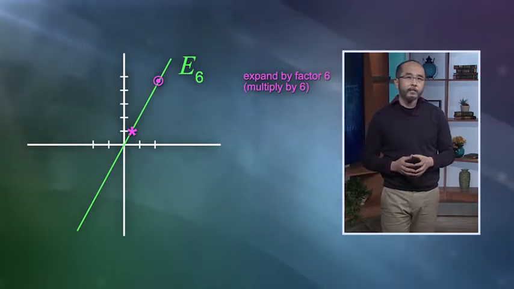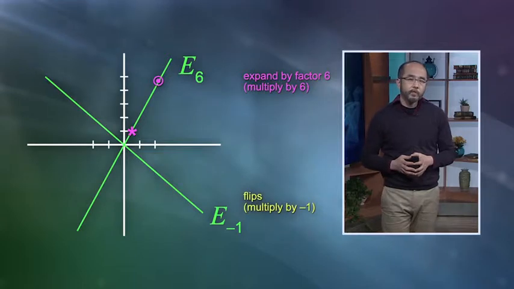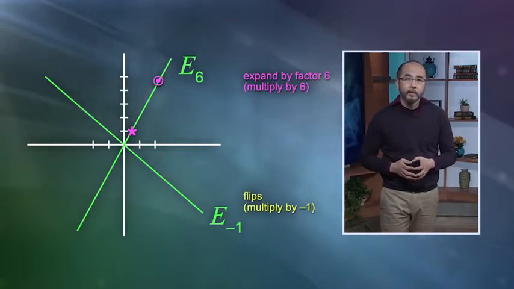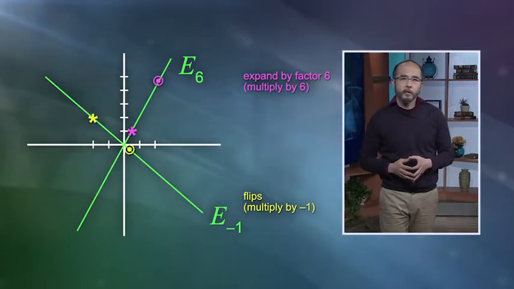Similarly, every vector in the eigenspace E sub minus 1 gets multiplied by minus 1. The net effect of this is to flip the eigenspace about the origin. So this star goes to this dot.